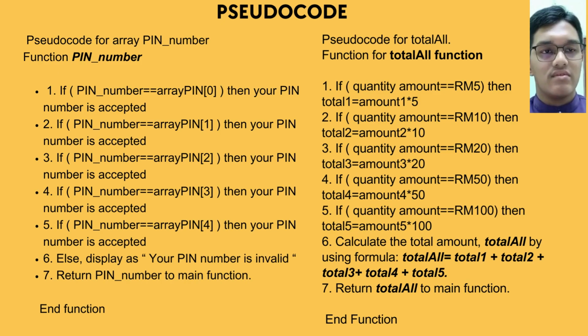Total 3 to 5. And lastly, to calculate the total all, they will be using the formula total all equals total 1 plus total 2 plus total 3 plus total 4 plus total 5. Then the total all function will return to its main program.